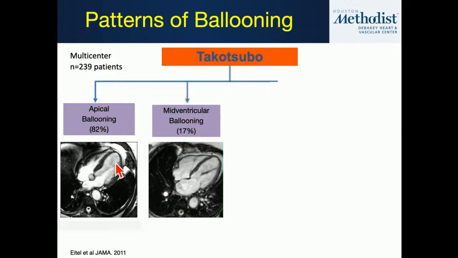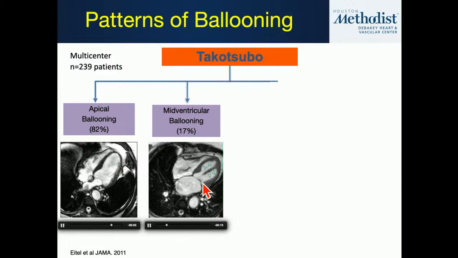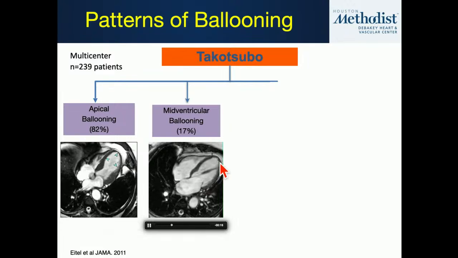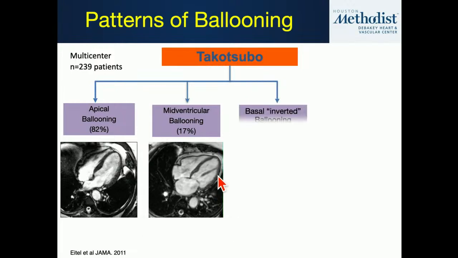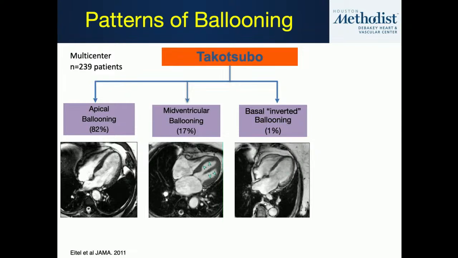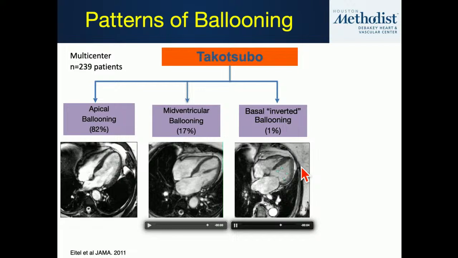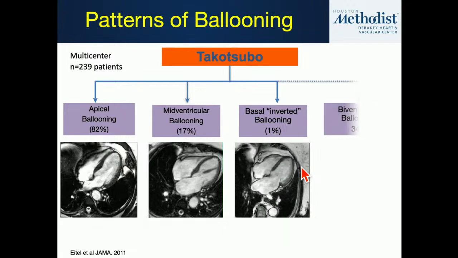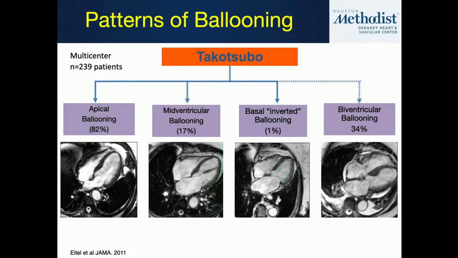But about 1 in 5 had what was coined a mid-ventricular ballooning pattern, where the apex contracts normally and the base contracts normally, but it's really the mid segments that are dysfunctional. And then a rare 1% actually had an inverted pattern where the basal segment is the one that's abnormal, and the mid and apical segments actually are contracting normally. And about 1 in 3 had RV involvement, so they coined the term biventricular ballooning pattern.